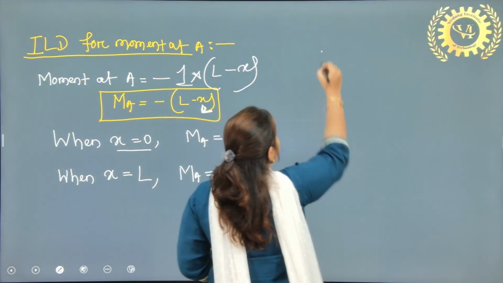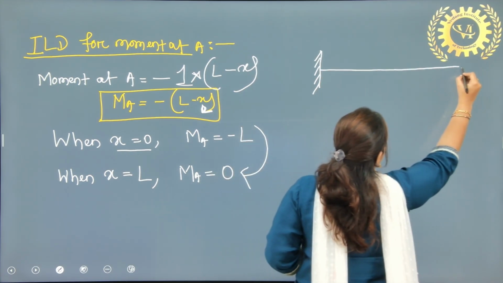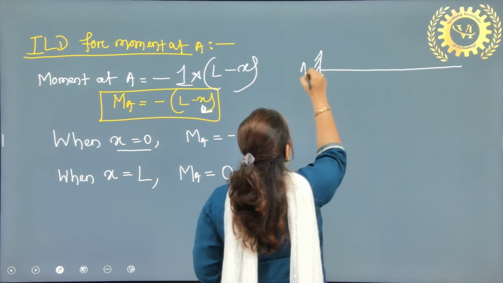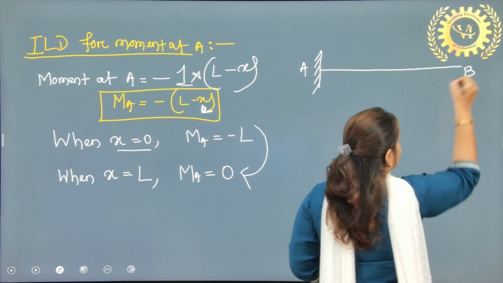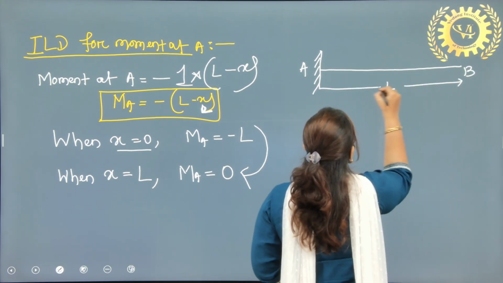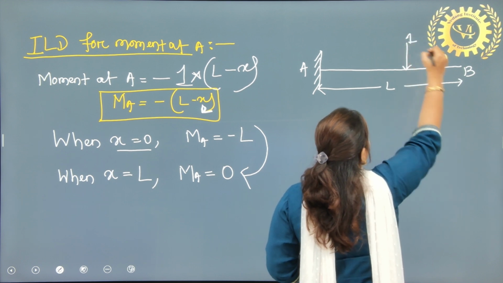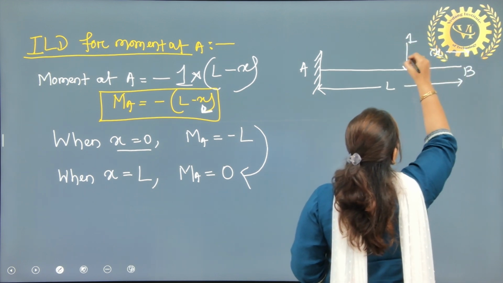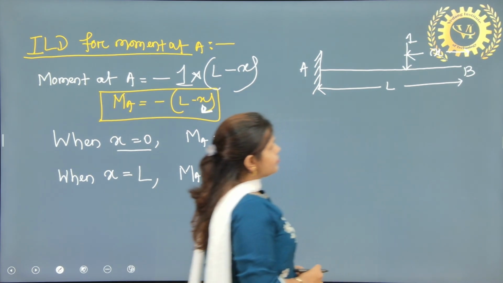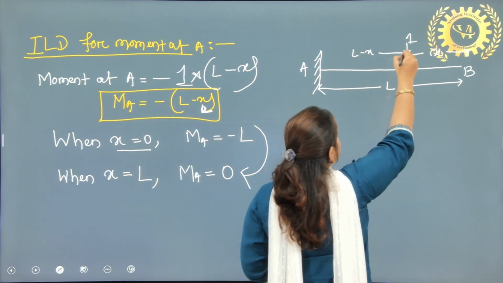Let's draw the beam. Here is the cantilever beam AB. Let the length be L. Here the applied force, that is 1, at a distance of x. So you can write that L minus x.